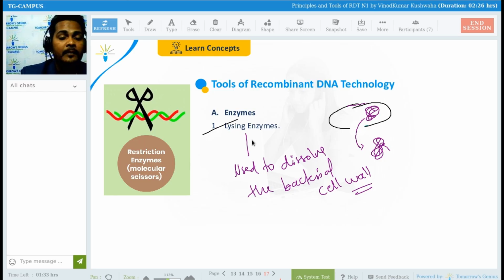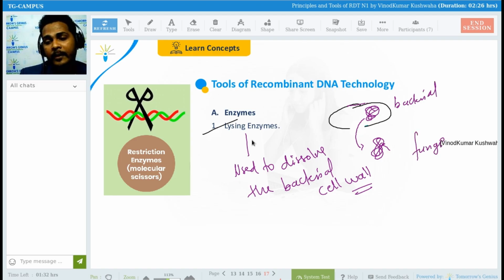Now the plant cell wall is basically made up of cellulose, while in fungi it is made up of chitin, right? So for cellulose and chitin, you need to use different enzymes. Suppose this is the bacteria, now I want to use a fungi. If you want to use fungi DNA, which enzyme are you going to use? Tell me. How will you extract the fungi DNA? What enzyme do you require to extract the fungi DNA?